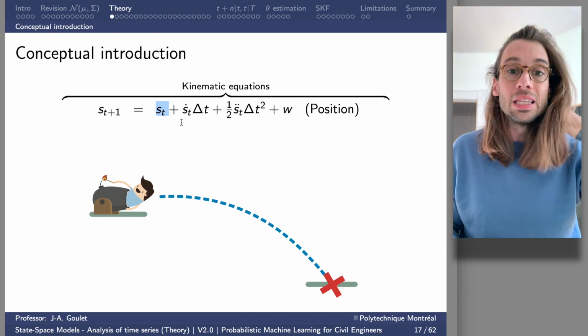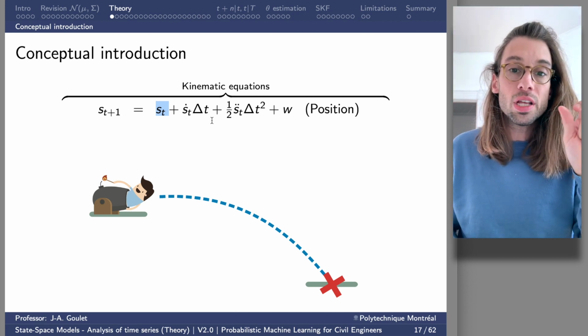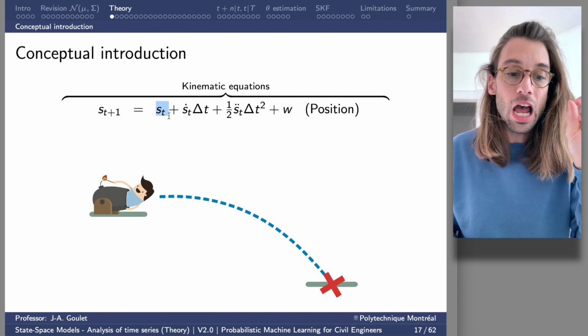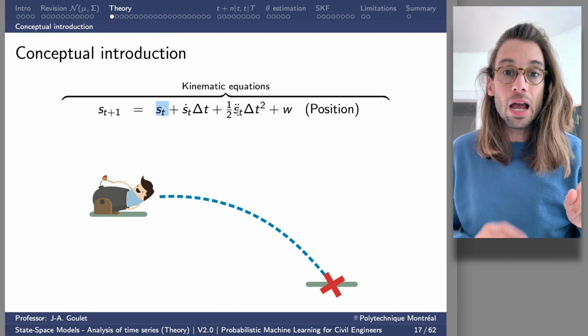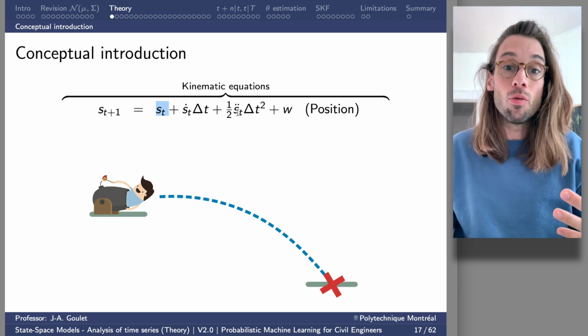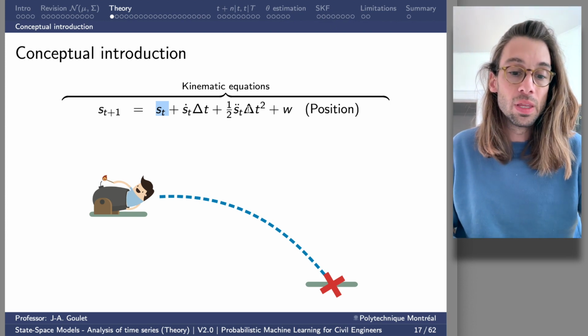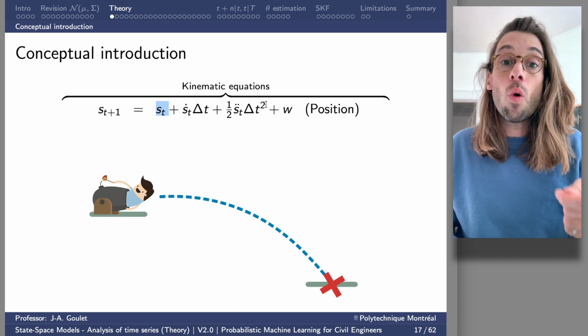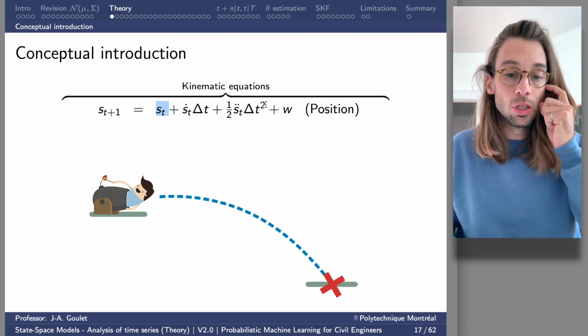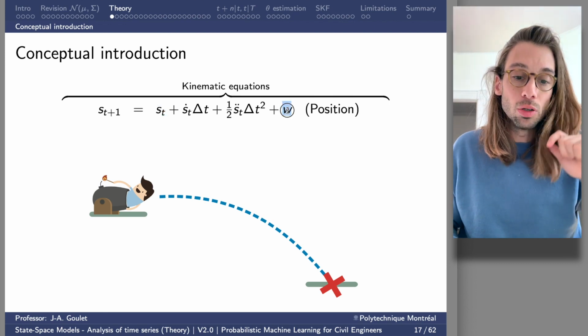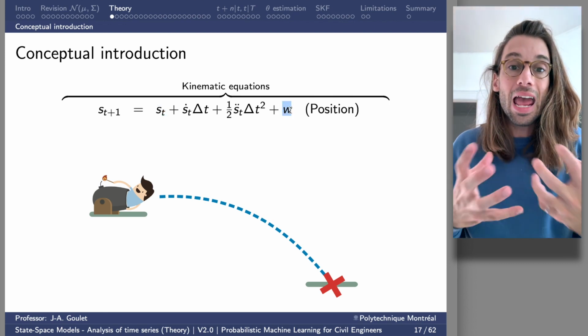So the speed times delta t. What is the change in time between t and t plus 1? Plus 1/2 times s double dot, the acceleration of my Kalman man, times delta t squared, where delta t is the time between t and t plus 1, to the power 2, plus w, where w is an error, okay?